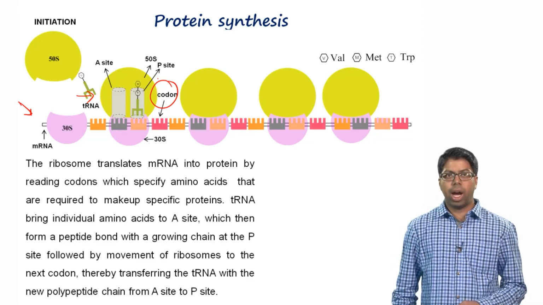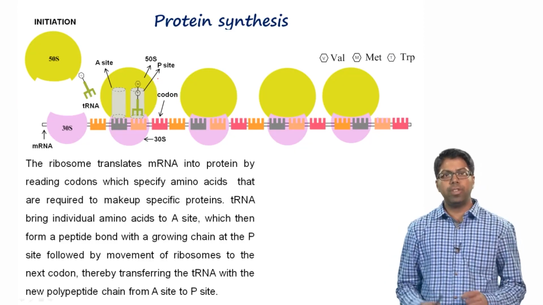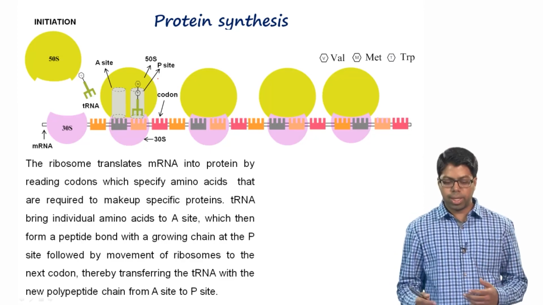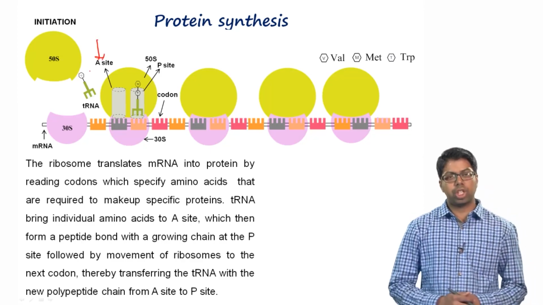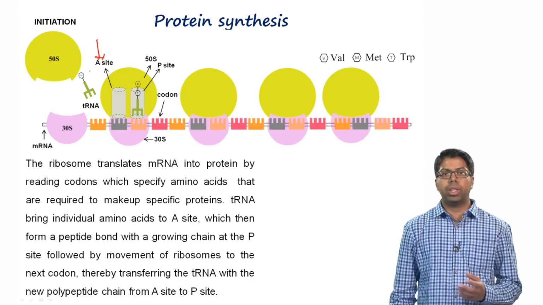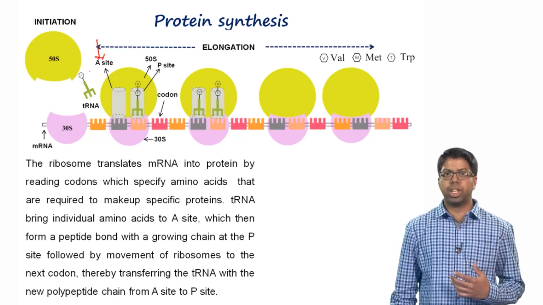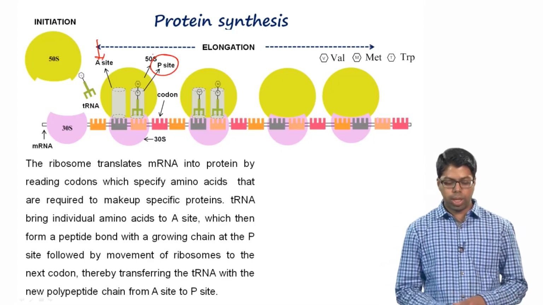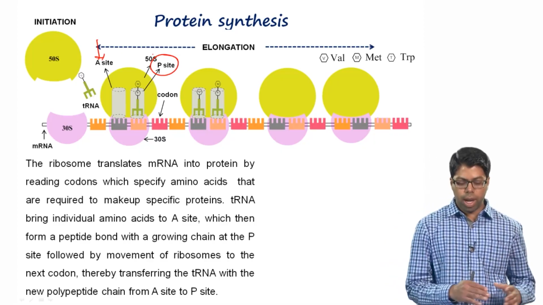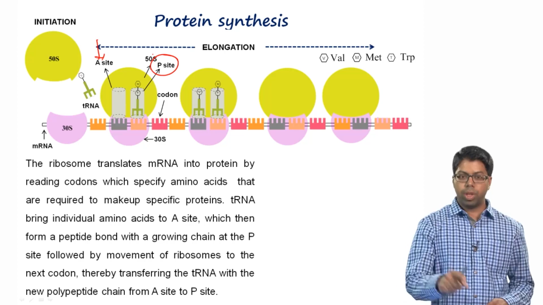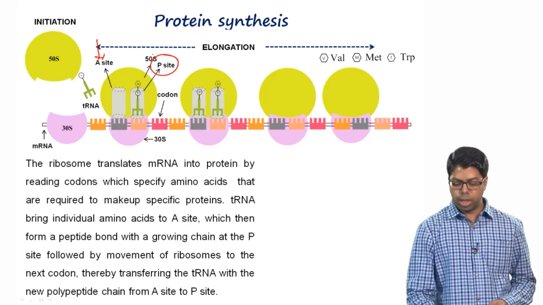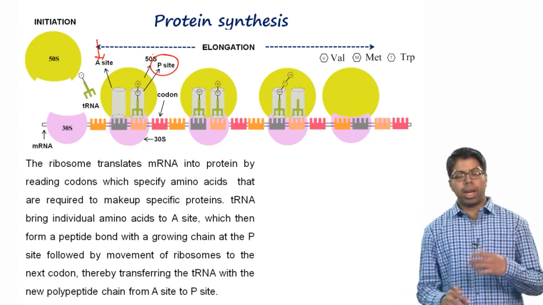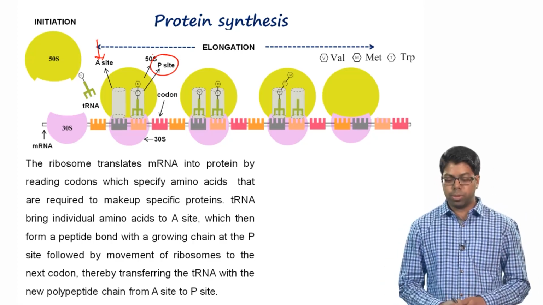The transfer RNA, or tRNA for short, brings the individual amino acid to the aminoacyl site, also called the A site, which then forms a peptide bond with the growing polypeptide chain present in the peptidyl site, also called the P site. So, here you can see that tRNA brings an amino acid called valine, which then forms a peptide bond with the peptide that is already present in the P site. So, here it forms a peptide bond with the tryptophan, and this is how the peptide bond is formed.